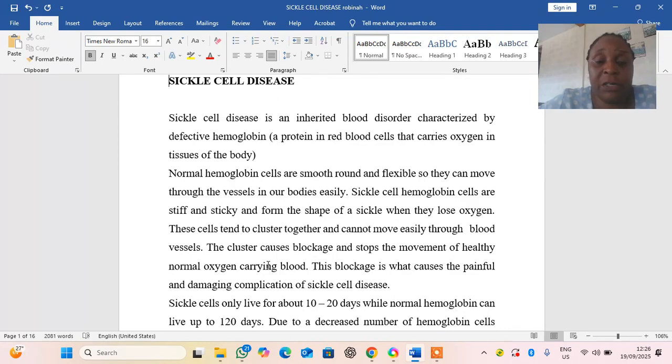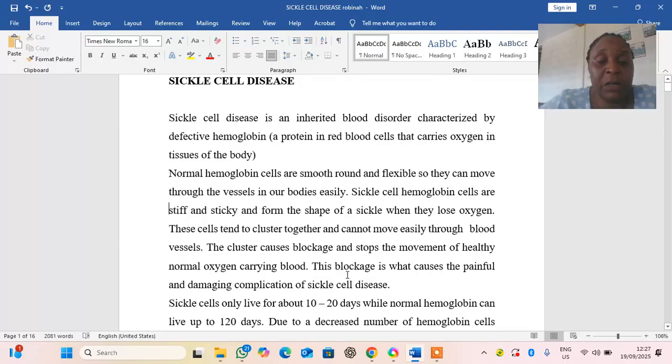These cells tend to cluster together and cannot move easily through blood vessels. The clustering, which occurs when the cell loses oxygen, causes a blockage and stops the movement of healthy, normal, oxygen-carrying blood. This blockage is usually what causes the pain and damaging complications in sickle cell disease.